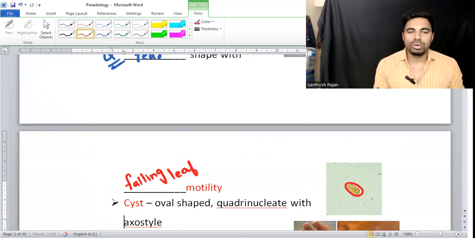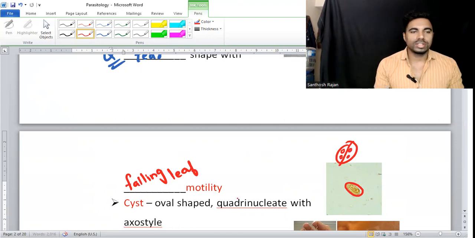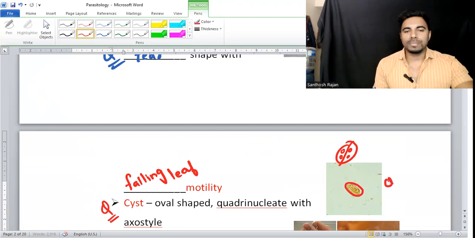This is oval shaped, with an axostyle in the center and four nuclei like this. So it's a quadrinucleate cyst with an axostyle. You can have a picture, that's what I'm stressing.